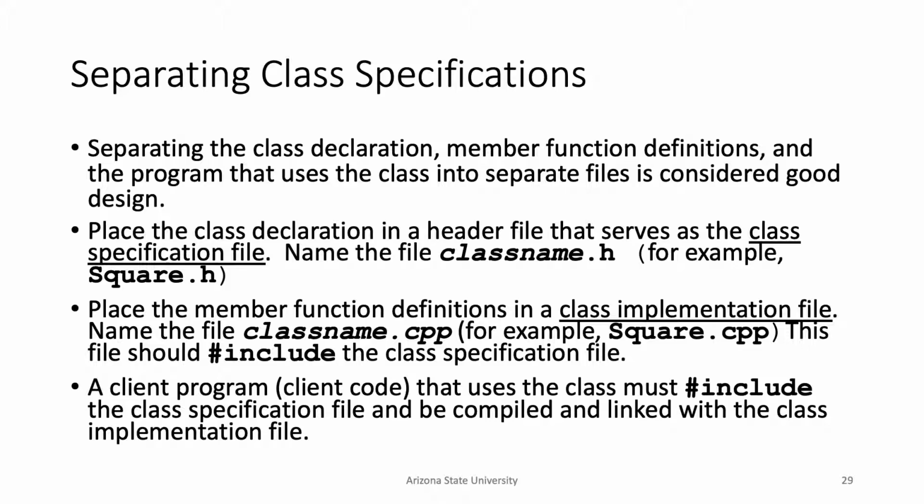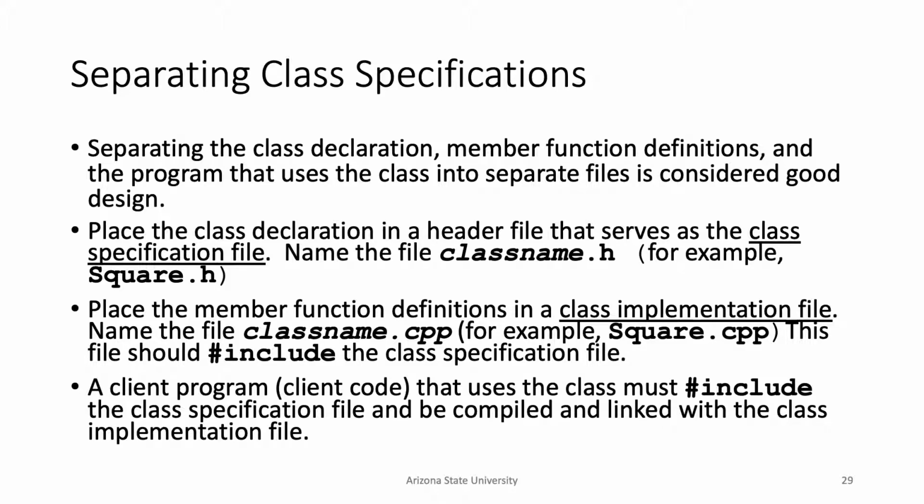Because they're in separate files, we need some linkage between them. So what you do is the CPP file over here, the implementation file, includes the header file. So it only includes over here. And then if we want to use the header or the CPP file, say in the main file, then we include only the header file. We don't have to include the CPP file.